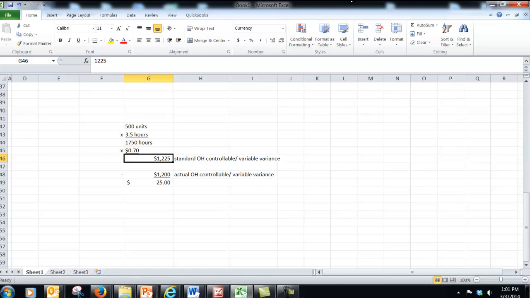We're told in the problem that the actual amount was $1,200. So $1,225 is the standard, and 1,200 right here was the actual amount, so there's a $25 difference. And this, of course, is less, so this is a favorable variance.